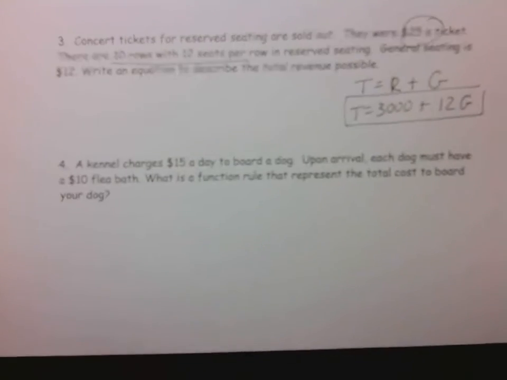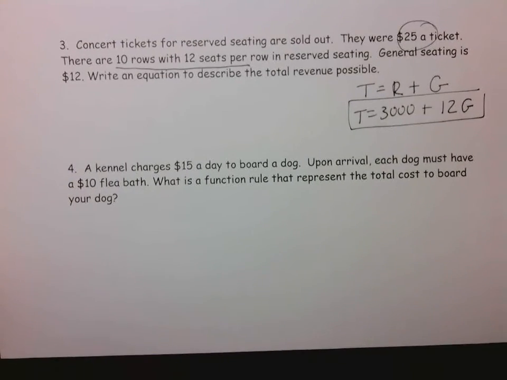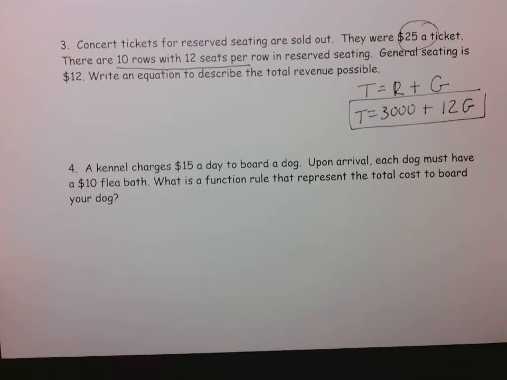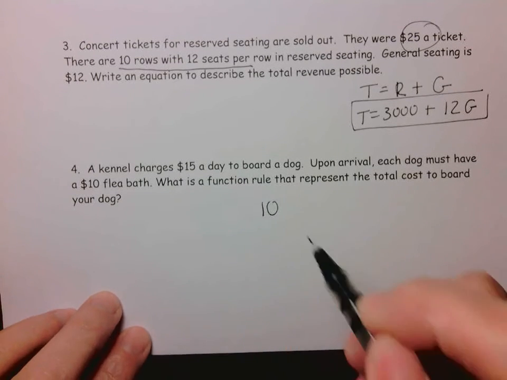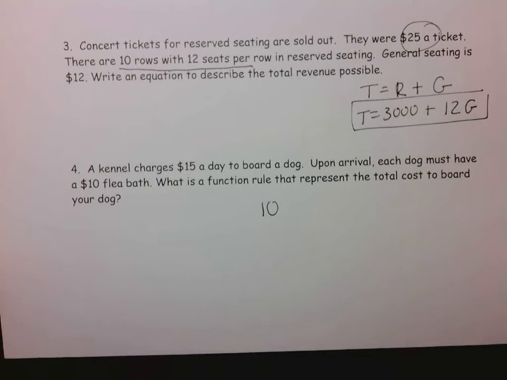Okay, and finally the last one. A kennel charges $15 a day to board a dog. Upon arrival, each dog must have a $10 flea bath. What is a function rule that represents the total cost to board your dog? Well, let's think of it this way. It doesn't matter whether I board my dog for 1 day or for 20 days, I have to pay $10 for a flea bath. It doesn't matter how many days I board him. I have to pay $10 for a flea bath.